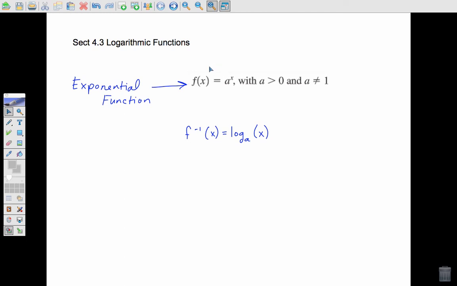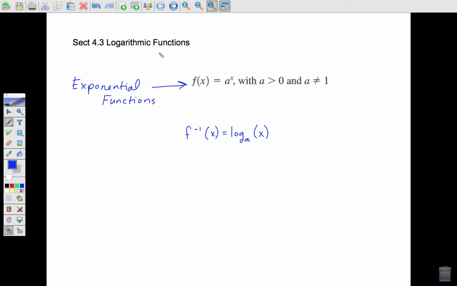Section 4.3 is about logarithmic functions. So in the previous two sections, we talked about exponential functions. Exponential functions are of the form f of x equals a to the x. So your variable is in the exponent. A must be greater than 0 and a cannot equal 1.